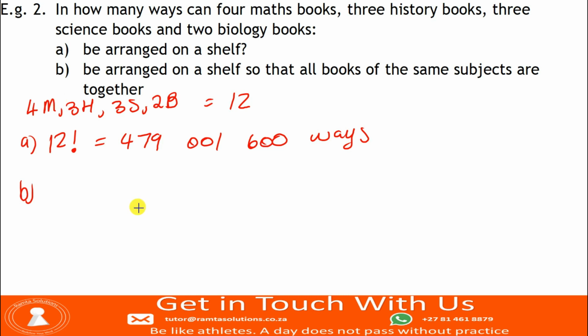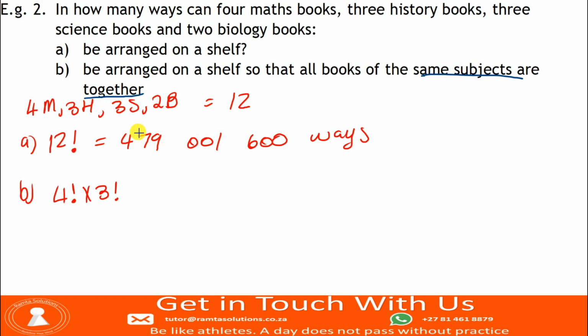First things first, how many maths books do we have? We have 4 maths books, so that means 4 factorial. How many history books do we have? We have 3 history books. Remember, books of the same subjects are together.